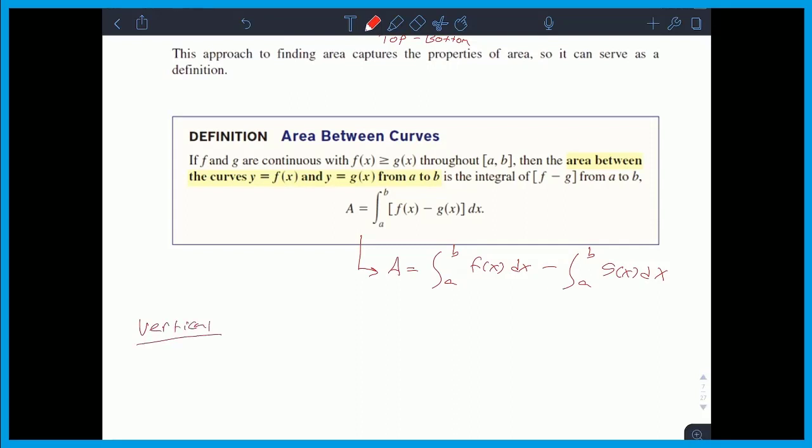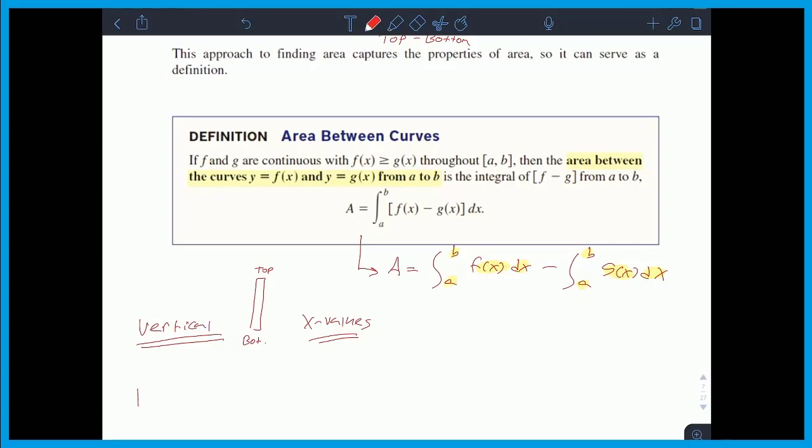When you're doing a vertical rectangle, your rectangles look like this. They have a top and they have a bottom curve. Okay? So top and a bottom curve. Everything in vertical rectangle land uses x values. All right? That means you use x bounds, you use x's inside your functions, and you use a respective x.